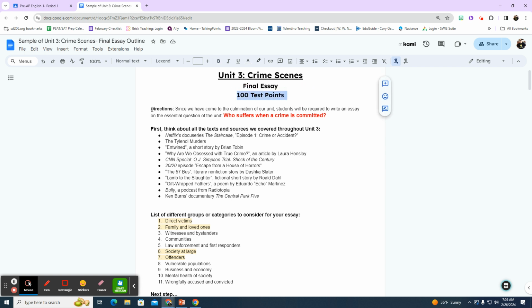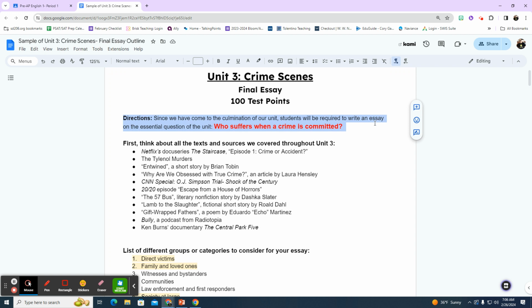Okay. So here are the directions. Since we have come to the culmination of our unit, students will be required to write an essay on the essential question of the unit: who suffers when a crime is committed? Remember, this is the question you're always going to be trying to answer in this essay.